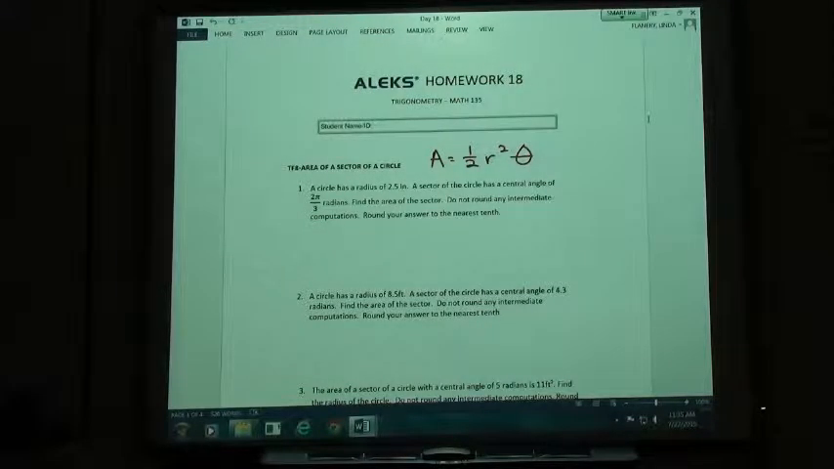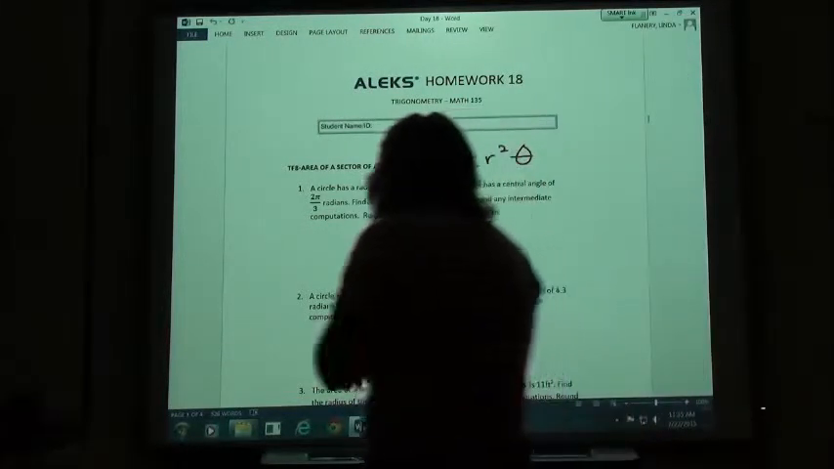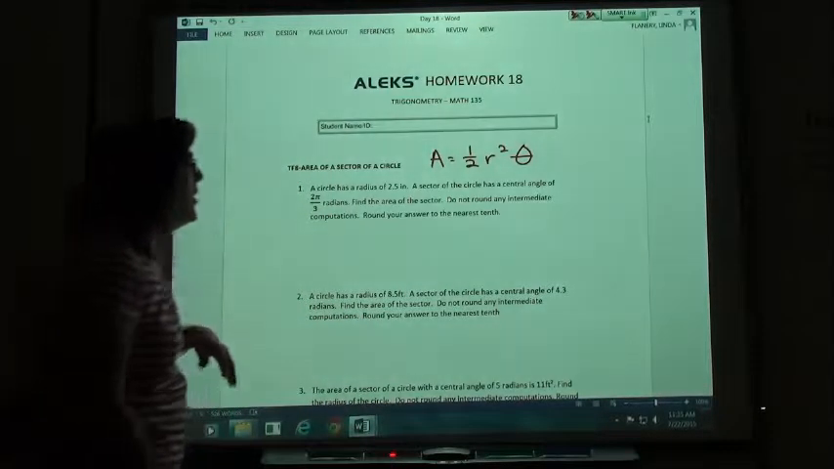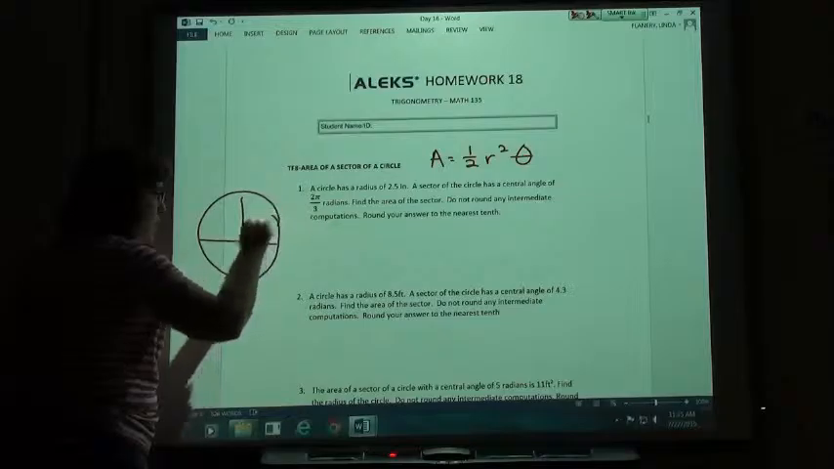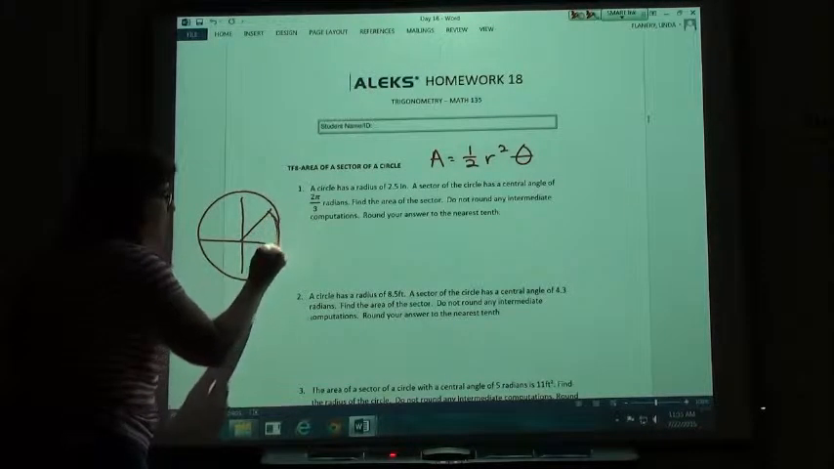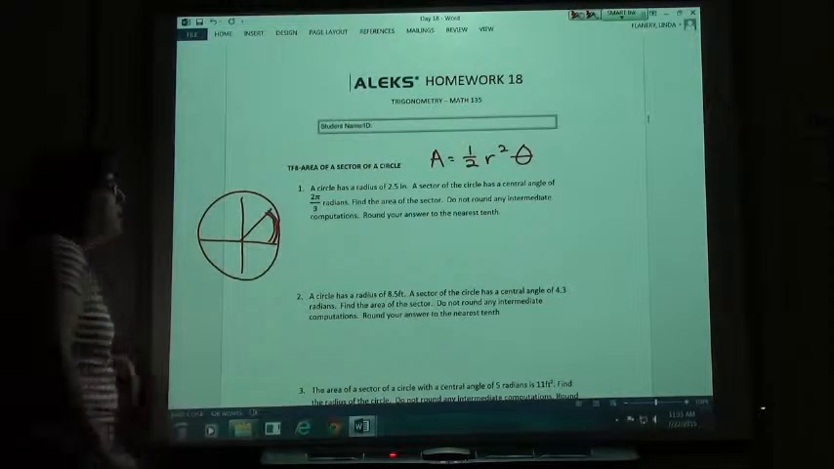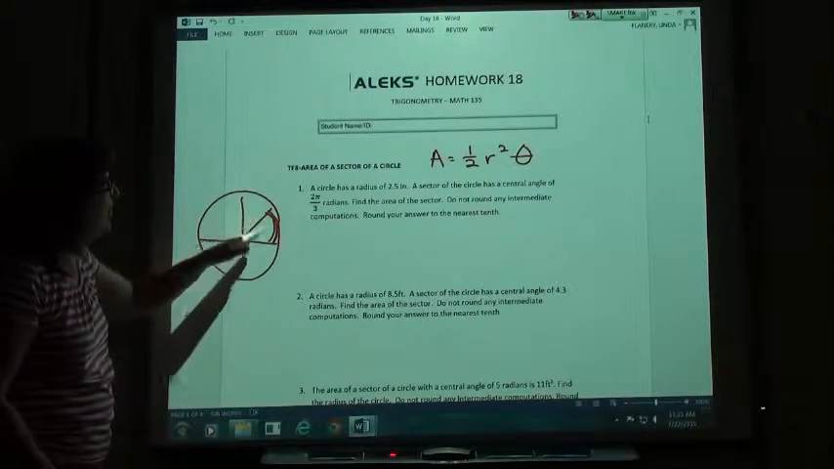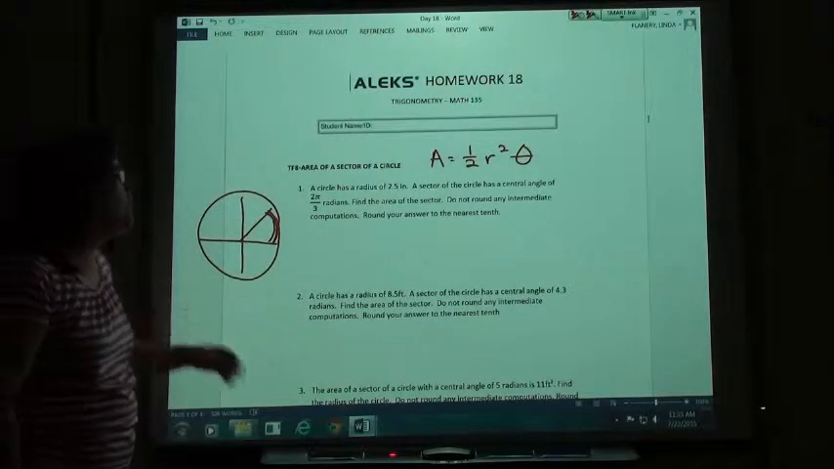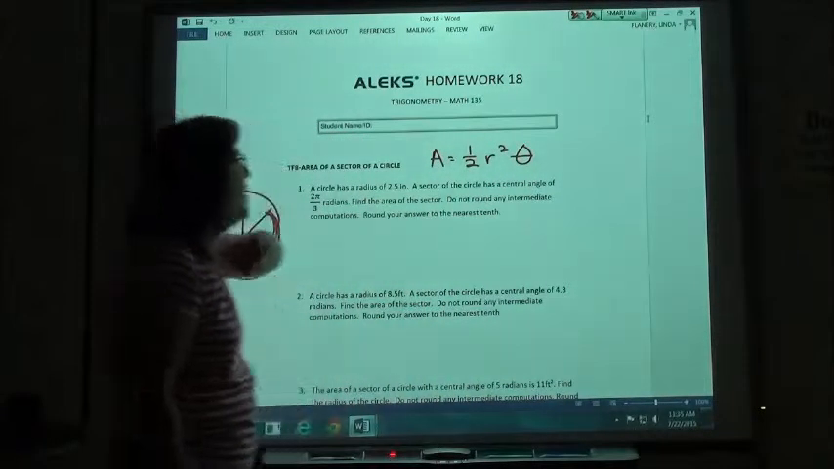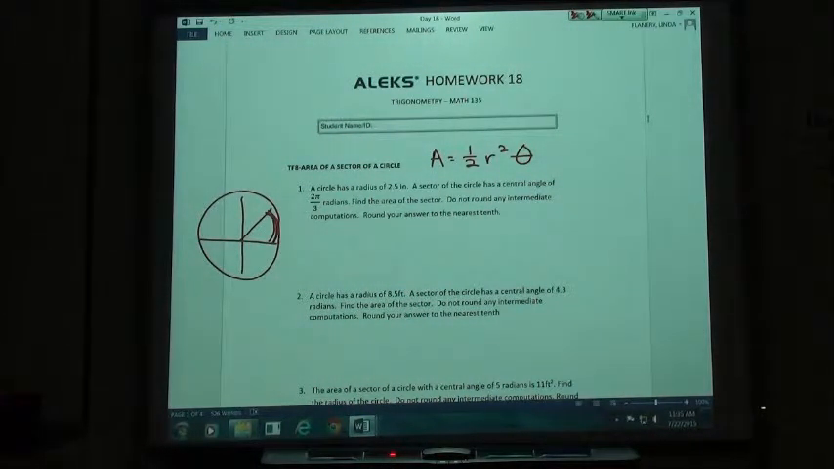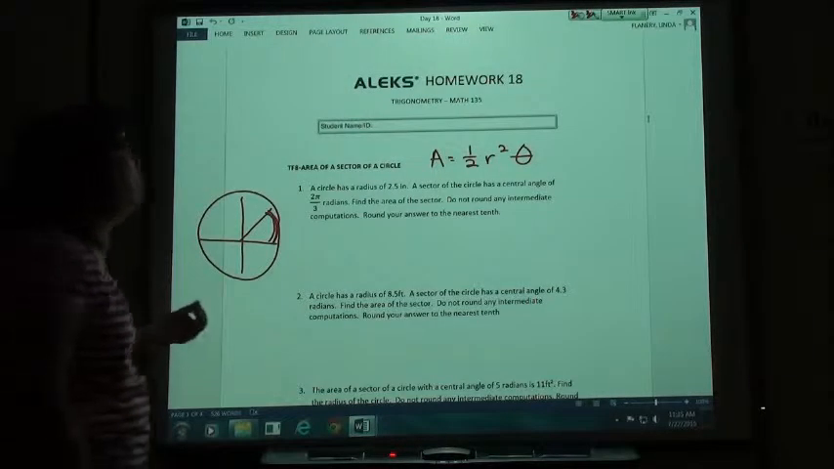All right, so homework 18 starts off with the area of a sector of a circle. So when we had that circle, and I was finding the arc length, now what we're going to do is find the area in there. And so the formula for the area is a half the radius squared times the measure of that central angle, and again the central angle needs to be in radians.